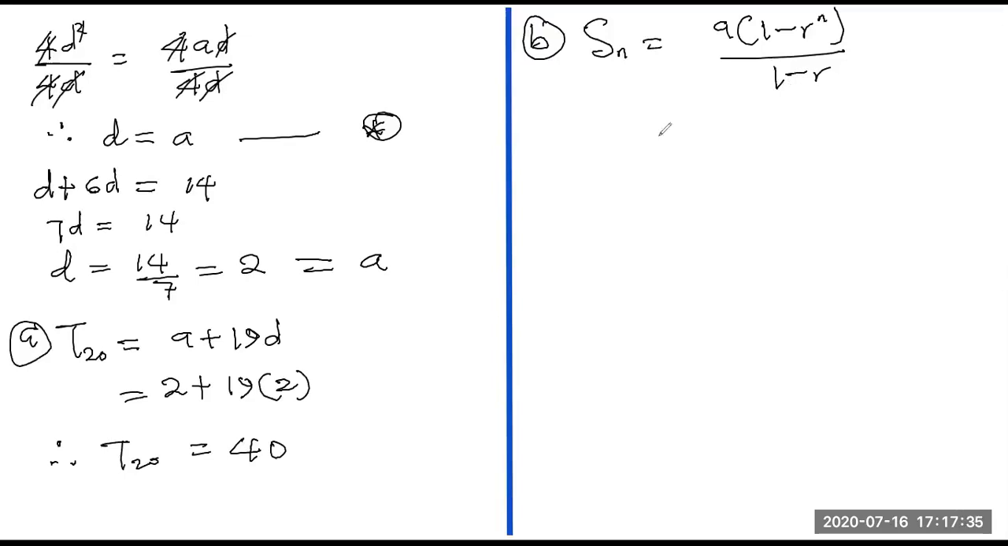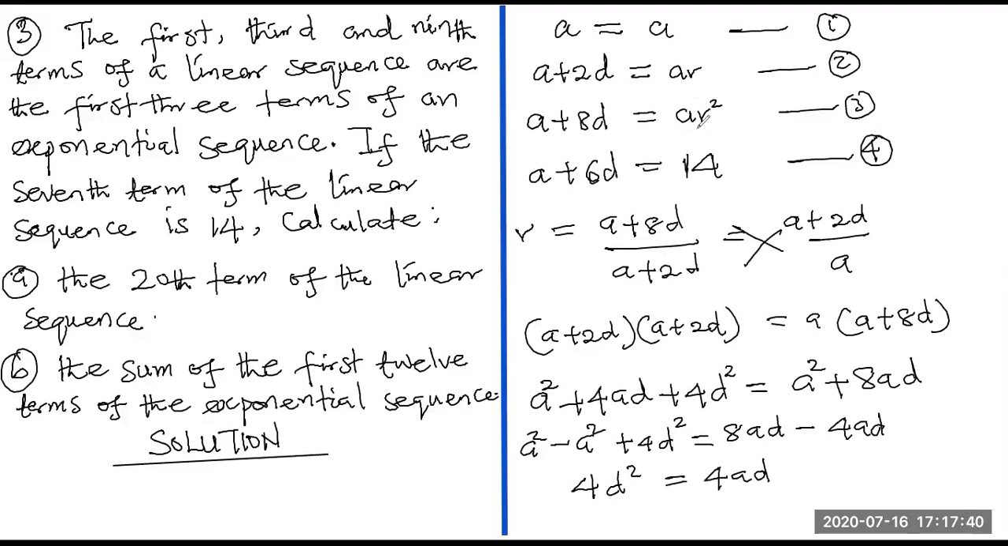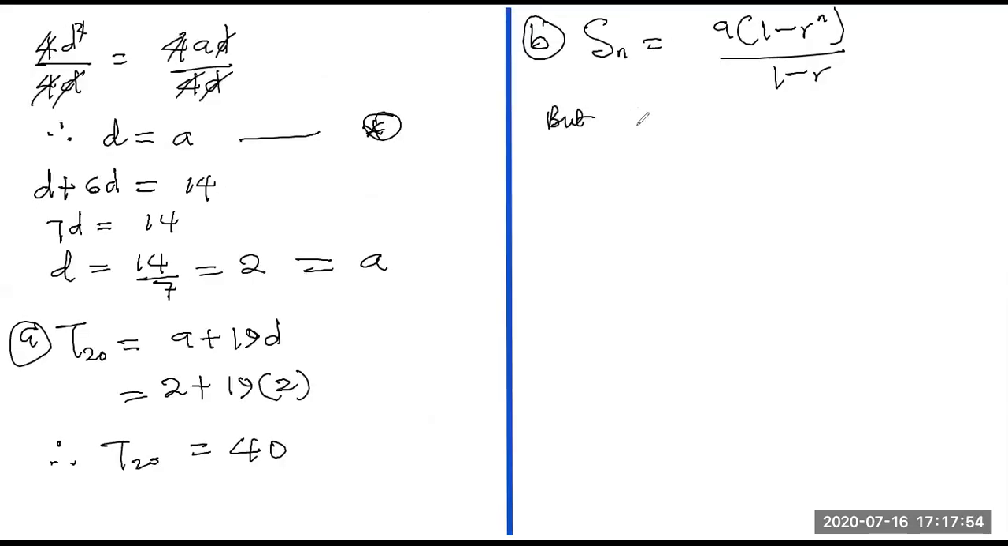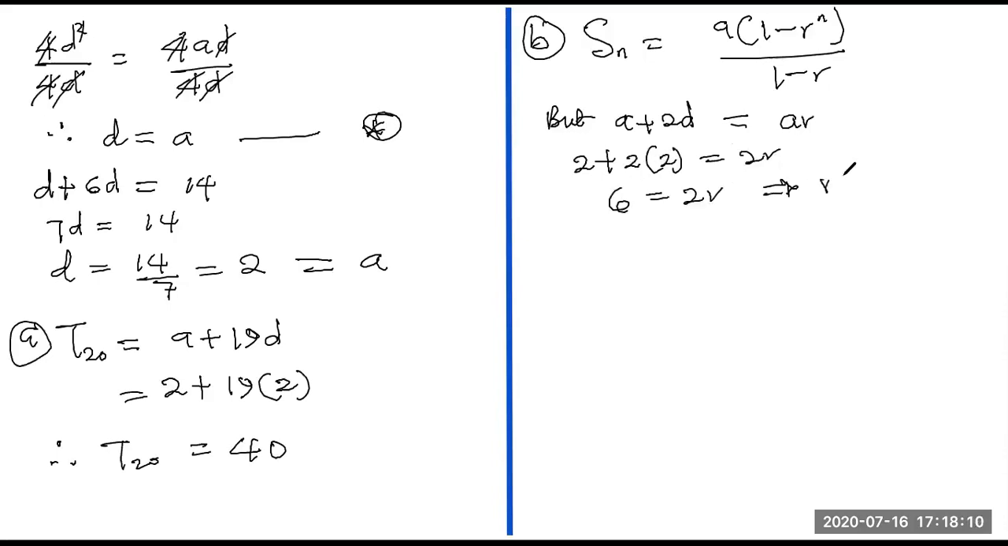So what's our common ratio? Let's go back to our equations. We can use either equation 2 or 3 where R appeared. Let's use equation 2 because it doesn't have a parenthesis. It looks simpler. So A plus 2D equals AR. Our A is 2, so 2 plus 2, our D is also 2, is equal to A, which is 2, times R. This is 6 equals 2R. That implies that our R is equal to 3 if you divide both sides by 2.